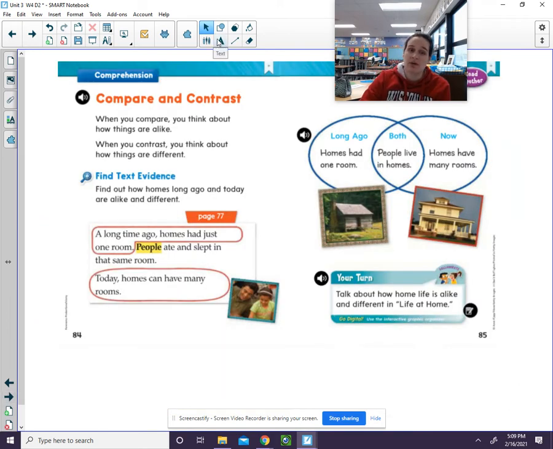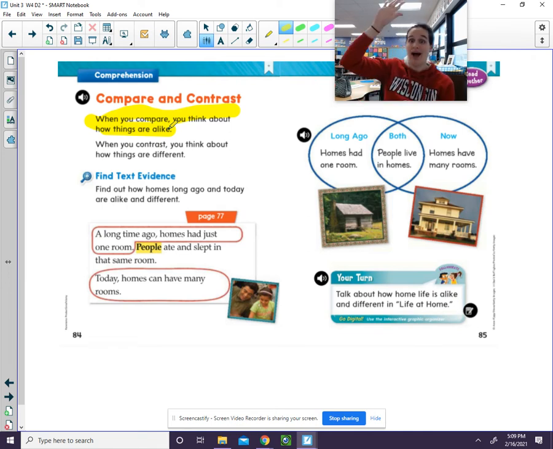We will be talking about compare and contrast. So when you compare, you think about how things are alike. So for example, raise your hand if you like swimming. If you also like swimming, that's comparing how they are alike. We have something in common. That's something that we are alike in between us.